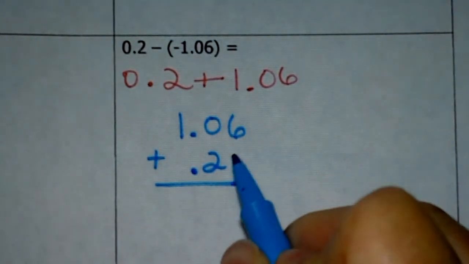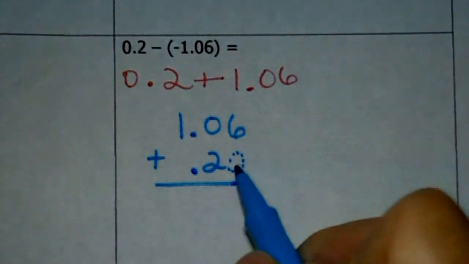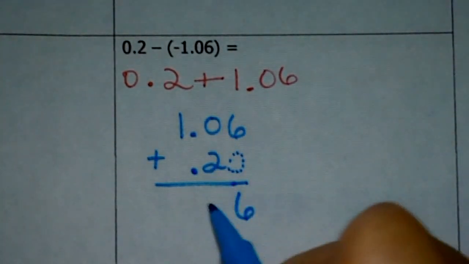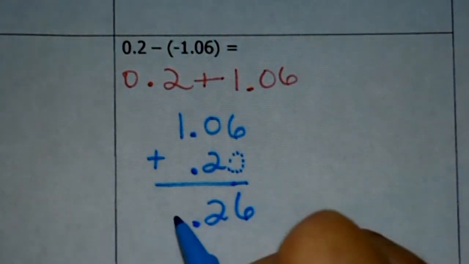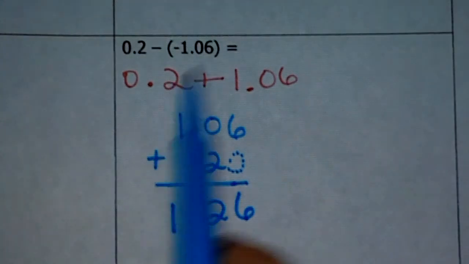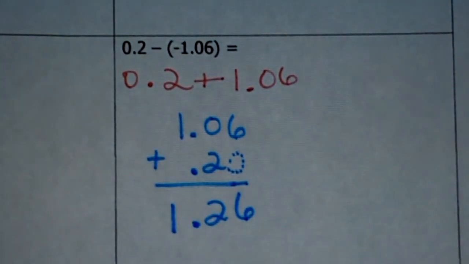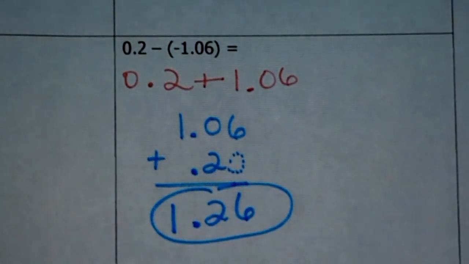Remember, if there's nothing there, it means that the number that represents nothing is there. There's really a 0 there. 6 plus 0 is 6. 0 plus 2 is 2. Bring down the decimal point. And 1 plus nothing is 1. And remember we said that signs are the same. We add the digits, keep the sign. That means that my answer is a positive 1 2600ths.